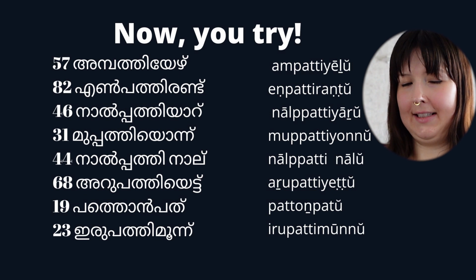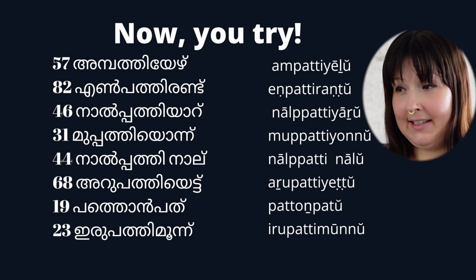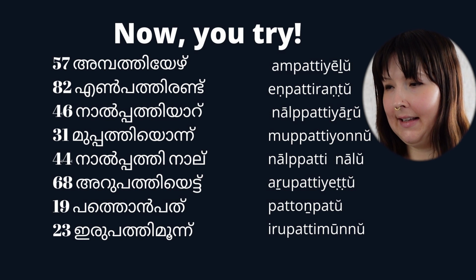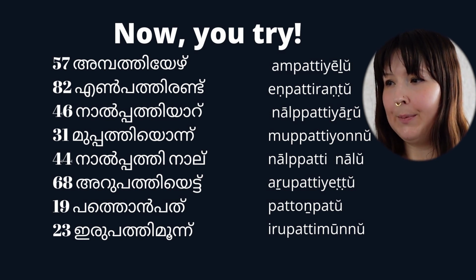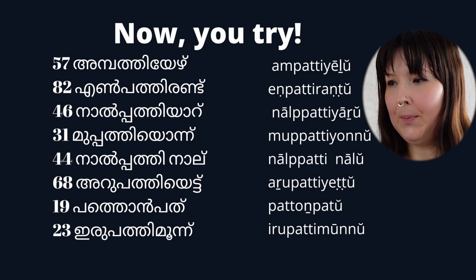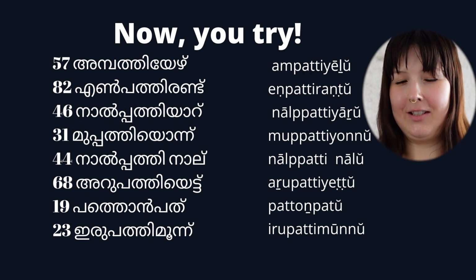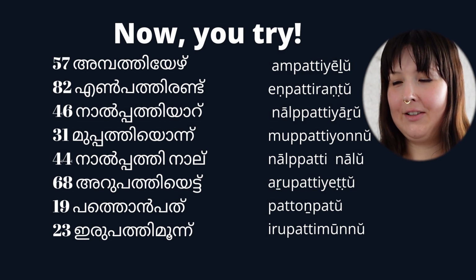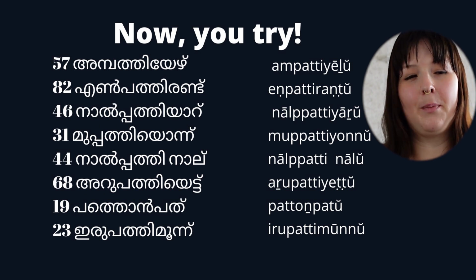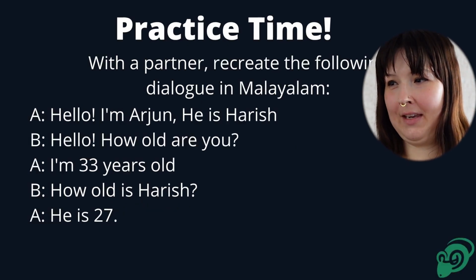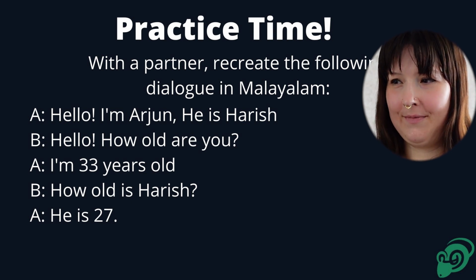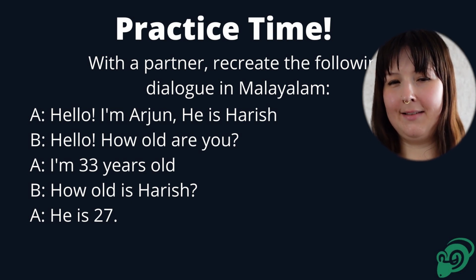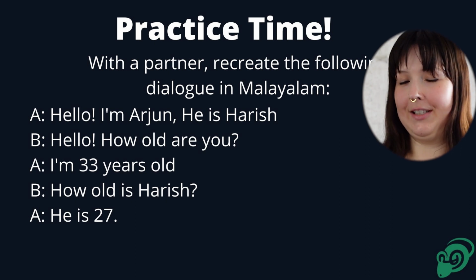All right, let's see how you did. Ampatiere, empatirande, nalpatiare, mupatione, nalpatinale, arupatiete, ponompate, irupatimunne. It's okay, just keep trying. Generally, you'll be able to get it with more practice. Just remember the patterns and how to make these numbers names. So let's do this conversation. Pause, translate this into Malayalam, and when you're ready, hit play and we'll go over it together.